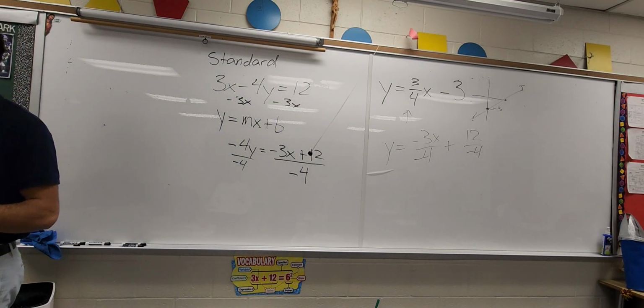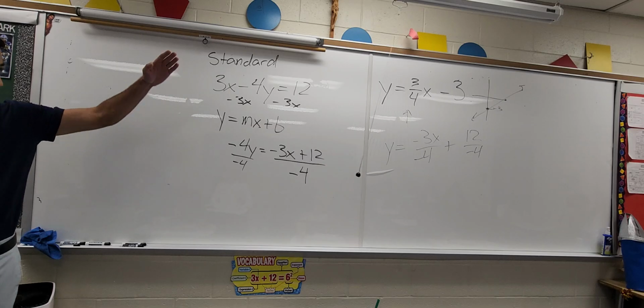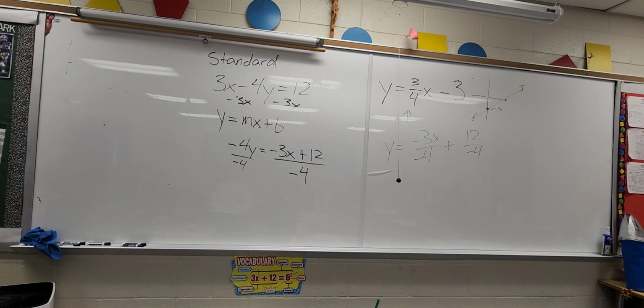Change it to slope-intercept, graph it. What was mx plus b? If it's a plus b, it's a positive. Yeah, b is just, if it's positive, it's above the x-axis. If it's negative, it's below the x-axis. So it's negative, so the y-intercept will be negative. Does that make sense? Okay, good.